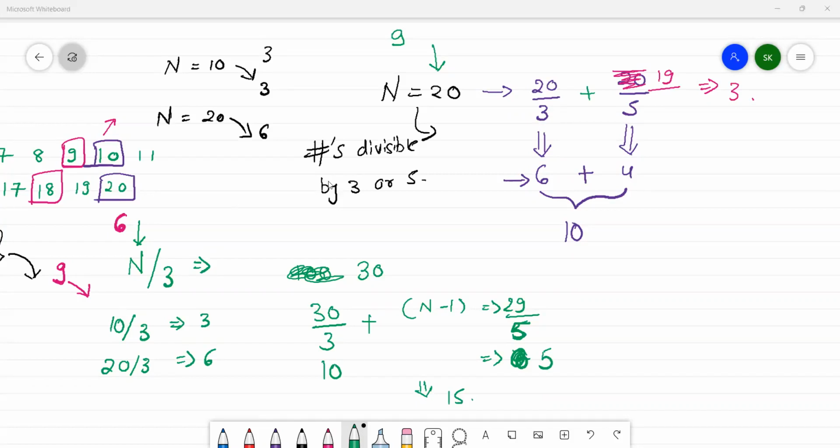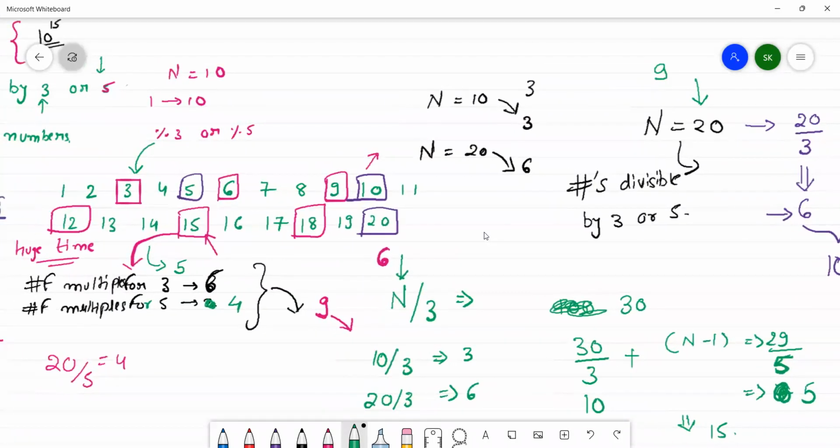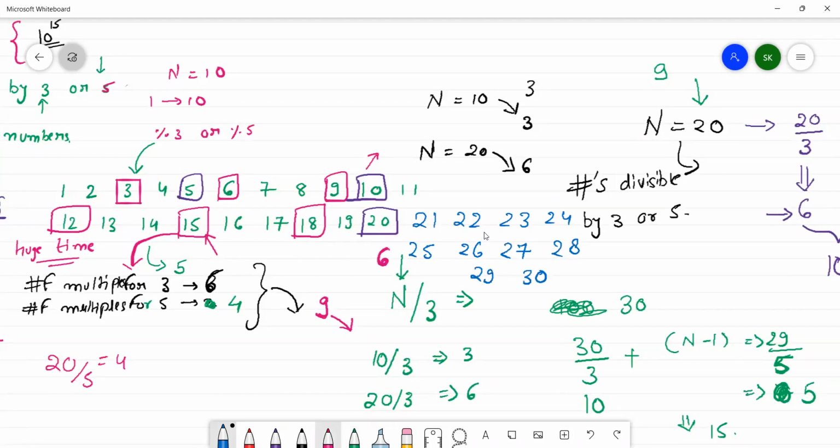Now let's look at it in this format. Okay, I'll just extend my table. So out of this, if I try to find out the multiples of 3, I'll get 21, I'll get 24, I'll get 27 and 30. So previously they were 6, now 4 more added. So total we get 10. Everyone is able to follow this?